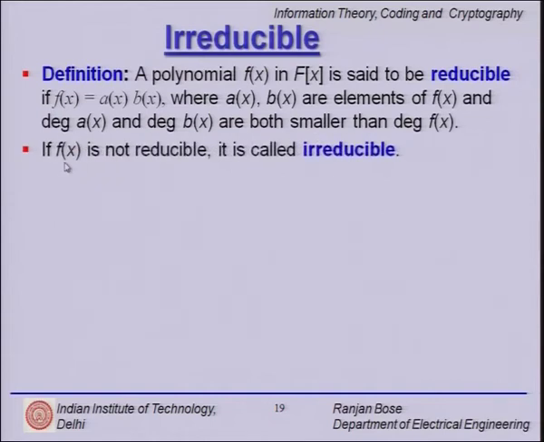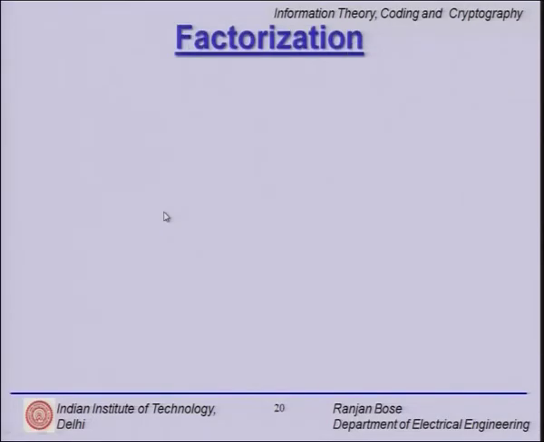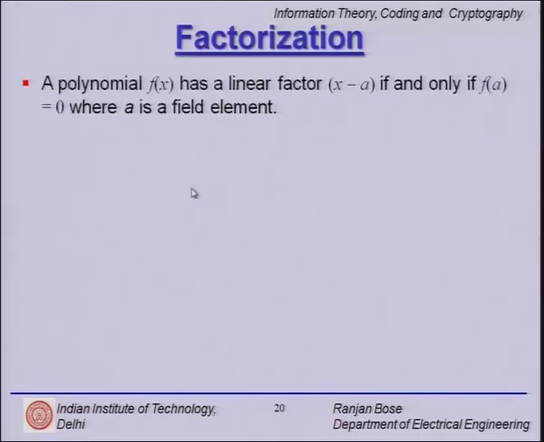right. Now, if f of x is not reducible, then it is called irreducible. So, if it is not factorizable, it means that it is irreducible. Over and above, if this non-factorizable irreducible polynomial happens to be monic, the leading coefficient is 1, then it is also called a prime polynomial. So, the additional condition of being monic makes it a prime polynomial. A monic irreducible polynomial is a prime polynomial.